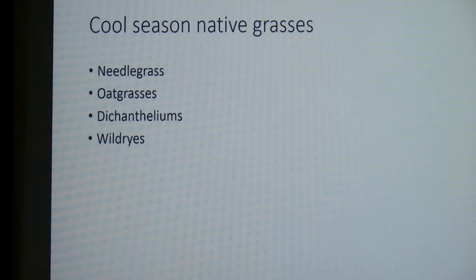They used to be all panic grasses, but we found out somewhere in the 90s that the panicums had a lot of stuff lumped together. And so within the panicums, there's some distinct differences, and so they were broken out into the panicums and the dichanthelium. So a dichanthelium used to be a panicum. And then there's some wildryes. There's a couple of wildrye species. So those are the cool season native grasses, and there are not as many cool season native grasses in our part of the country as there are warm season grasses.